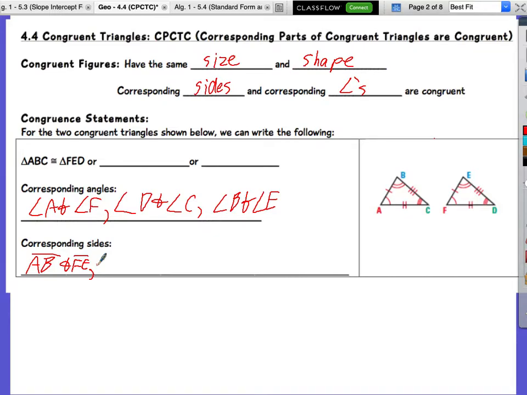Look at these. Side AB has one tick mark. Side FE has one tick mark, so they're congruent to each other. They're between the angles with one arc and two arcs. FE is between the angle with one arc and two arcs, so they correspond. Somebody else give me another pair of corresponding sides.